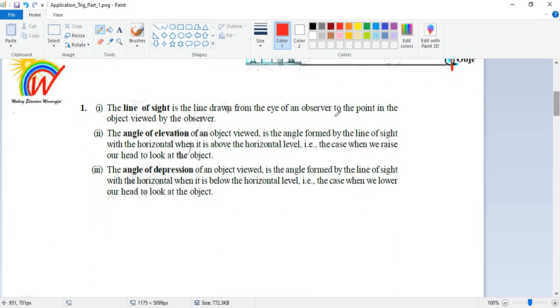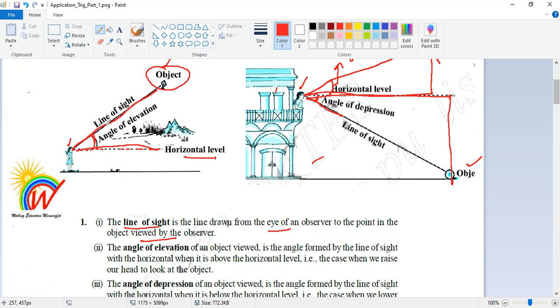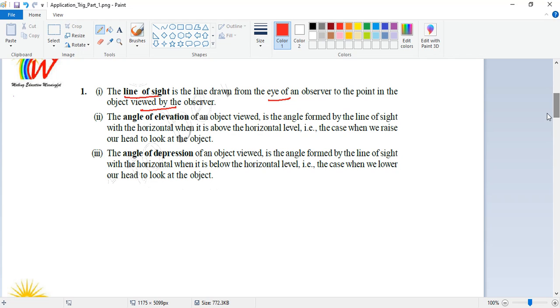Now here you see I have just given you the points. The line of sight is the line drawn from the eye of an observer to the point in the object viewed by the observer. So wherever the person is watching, the line from the eye to the object which he or she is watching is called the line of sight. Like in this previous figure, you can see that here the line of sight is this, and here the line of sight is this. So the straight line drawn between the eye of an observer and the object the observer is watching is called the line of sight.